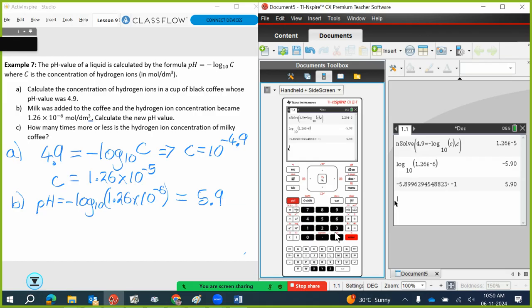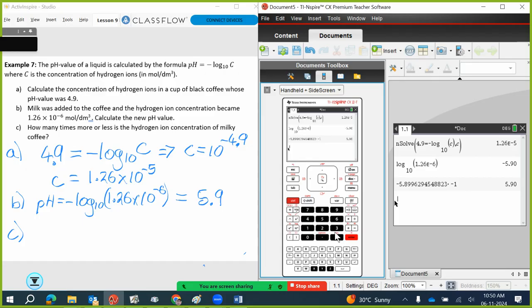So, in C, how much has the pH gone up by? When we've added the milk to the coffee, the pH has increased. It's become less acidic, hasn't it? It's gone up by 1.